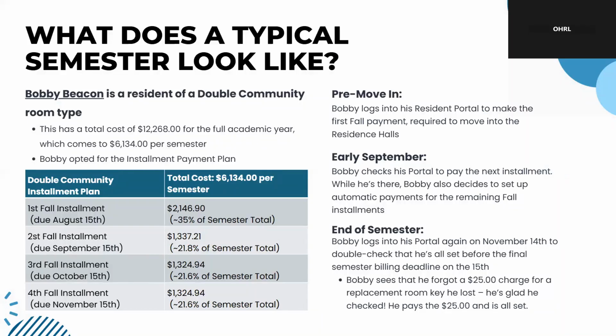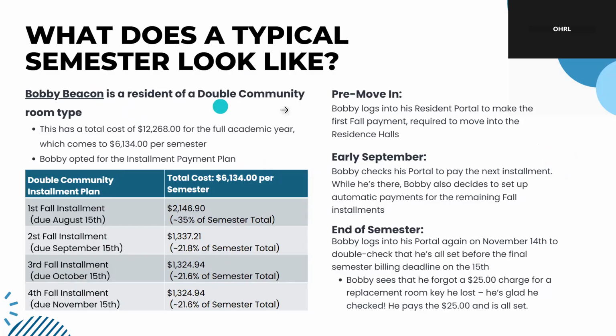Next, what does it look like to actually be on this installment plan? How does a typical semester appear for the on-campus housing bill? Well, Bobby Beacon, our mascot, is, for this hypothetical, a resident of a double community room type who has chosen for the installment payment plan.